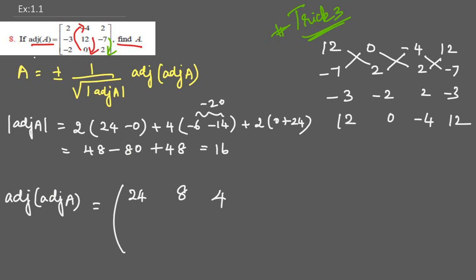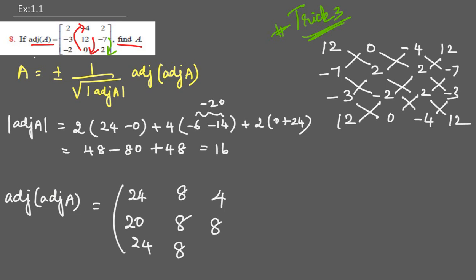Now I have simplified row-wise, written row-wise in this trick. Shortcut. Now 14 plus 6, 20. 4 plus 4, 8. Minus 6 plus 14. So 8. 0 plus 24, 24. 8 minus 0, 8. 24 minus 12 gives me 12. This is adj of adj A.